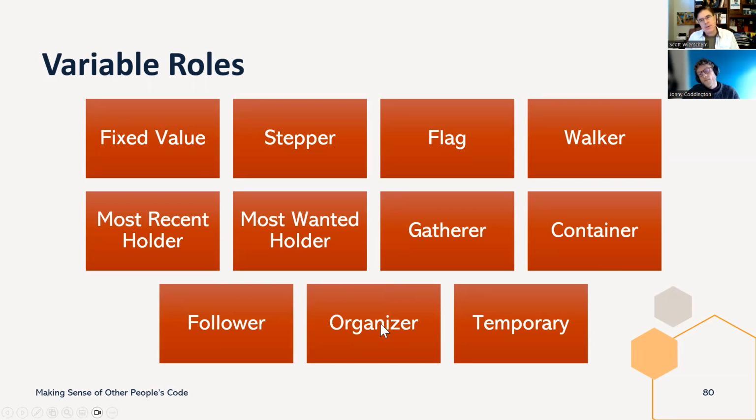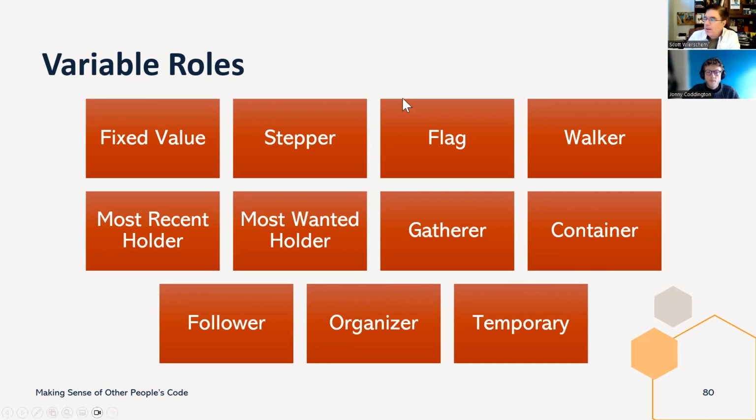Organizer would be a temporary value that's used to transform one value into another. So that would be like the map part of a map reduce. You're going to change something from one to another. And then, of course, we've always got the temporary value. You're going to do swaps.